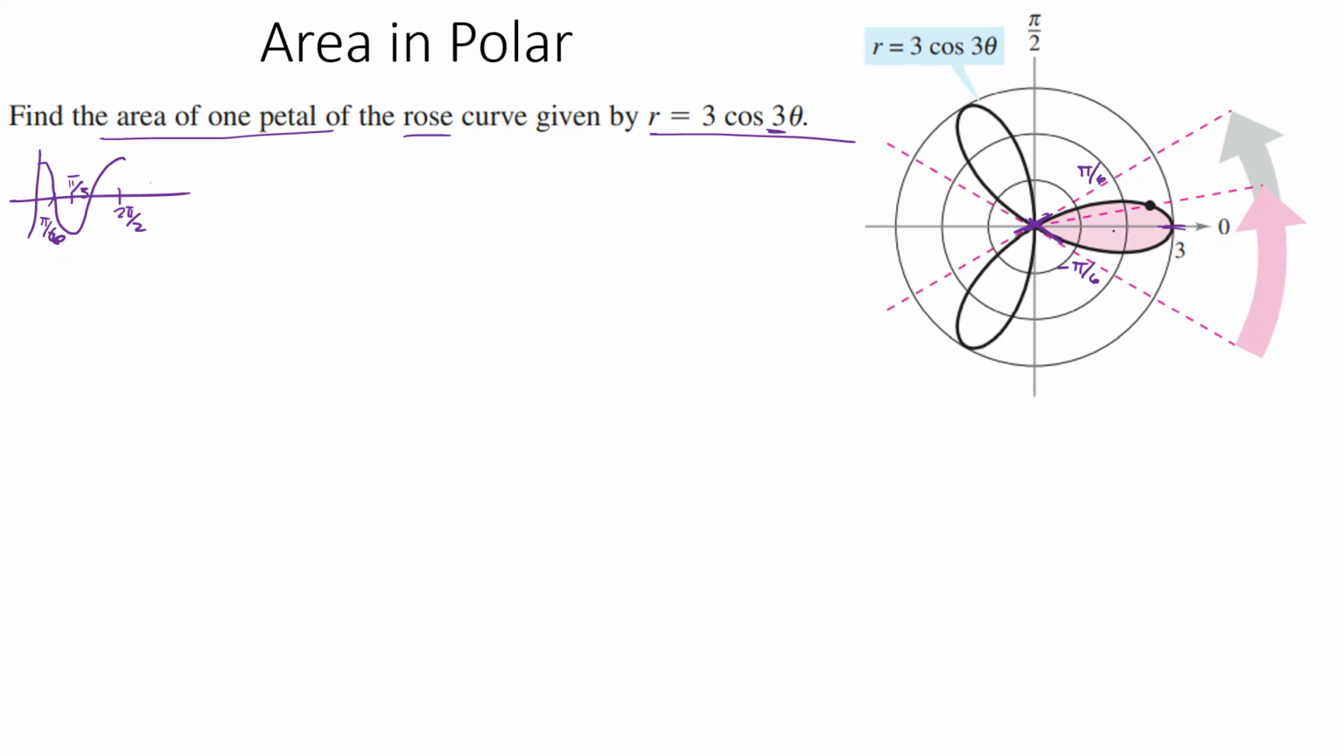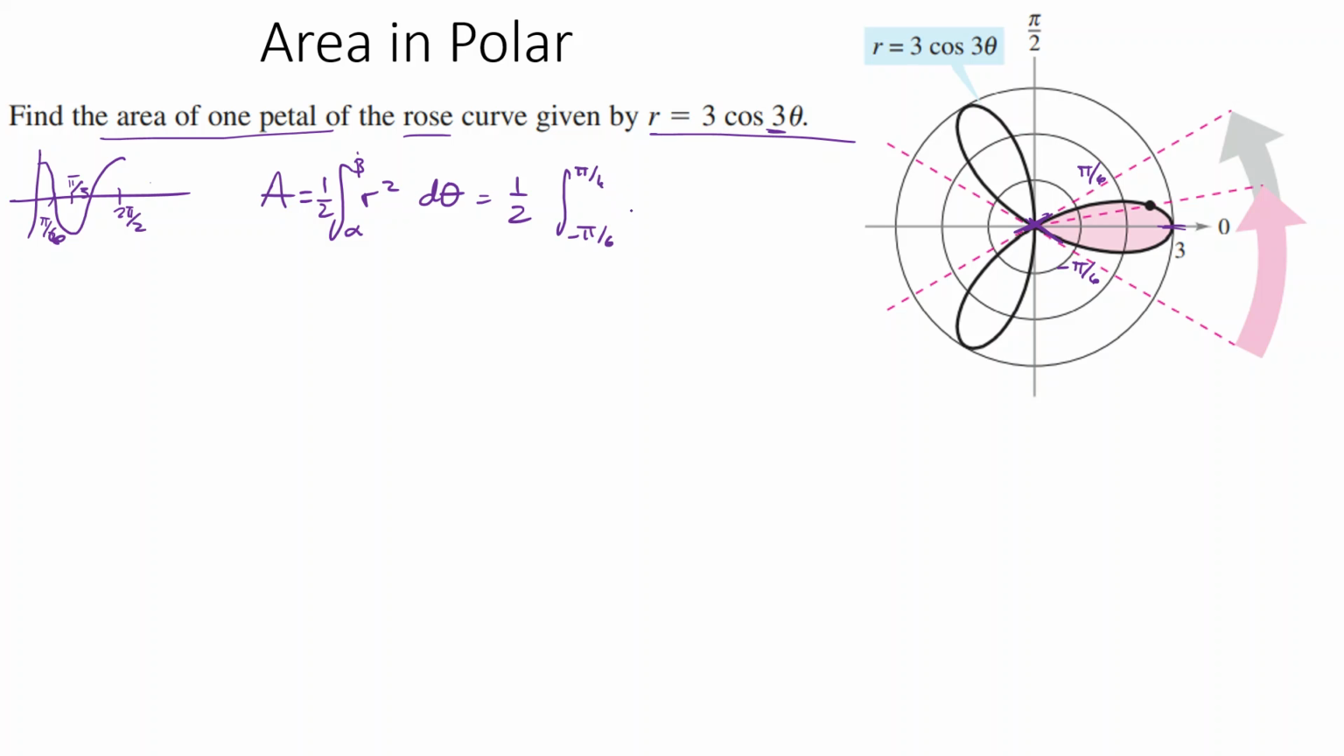So one rose, which again, we can use any one of these petals we want to, the area of it would be the integral, or 1/2, remember 1/2 r squared d theta from alpha to beta, angle A to angle B. So it'd be 1/2 the integral from negative pi over 6 to pi over 6.